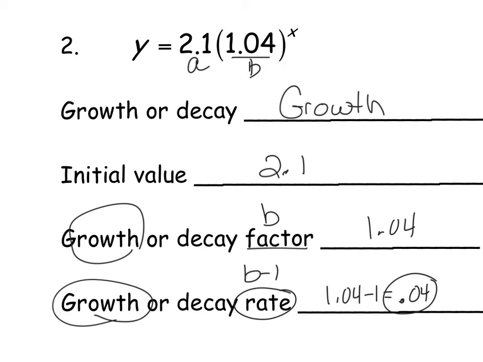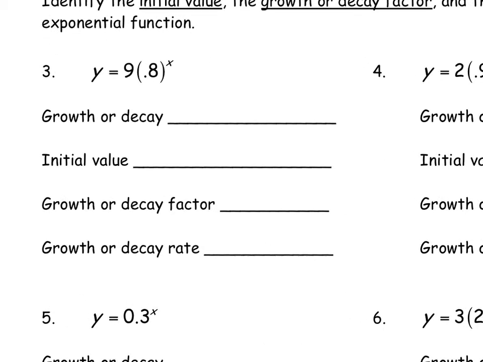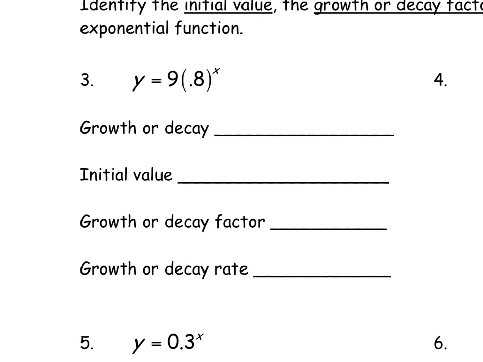All right, let's do a decay one. So this one, this is a, this is b. b is a decimal, so it's like a fraction. It's less than 1, right? So that means it's decay.